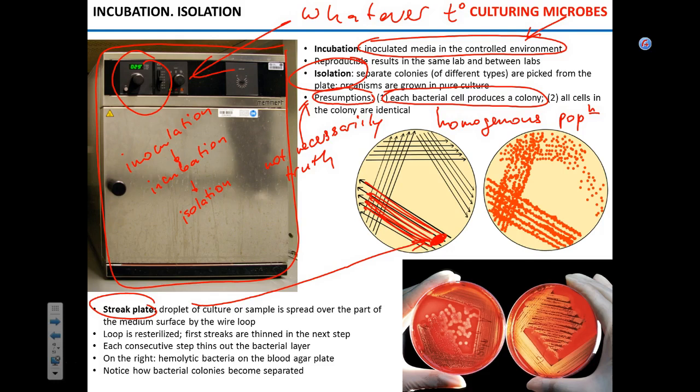And I start spreading what I already spread. Does that make sense? So essentially, I am thinning out my original inoculum. Does that make sense? I sterilize the wire loop again, and I spread the second streak even more, and then I sterilize the wire loop again and spread it even more.